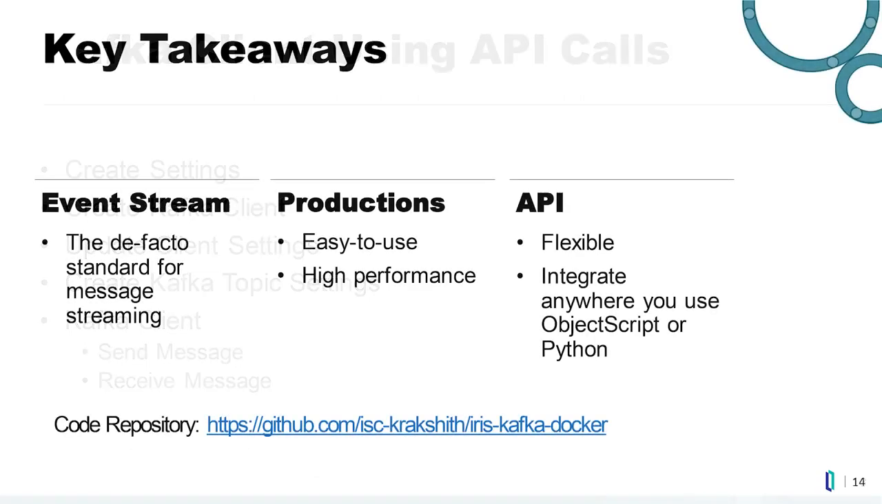So what are the key takeaways from today, right? Kafka is the de facto scalable solution for streaming messages in today's enterprise, and you can use it for a wide variety of use cases across many industries. InterSystems IRIS makes it really easy to integrate with Kafka in both our low-code interoperability productions, as well as through a full-featured API that lets you do whatever you'd like. If you'd like to work with any of the code that you've seen today, the URL for it is on the screen.